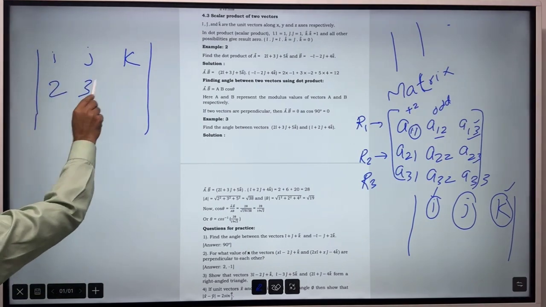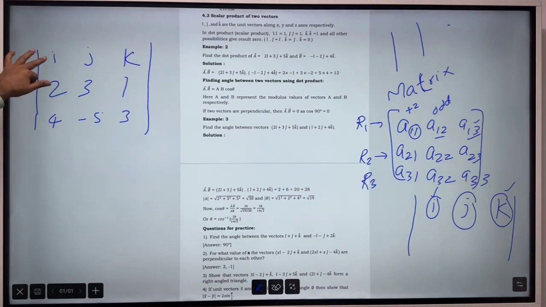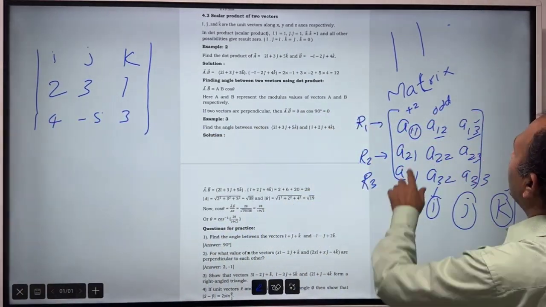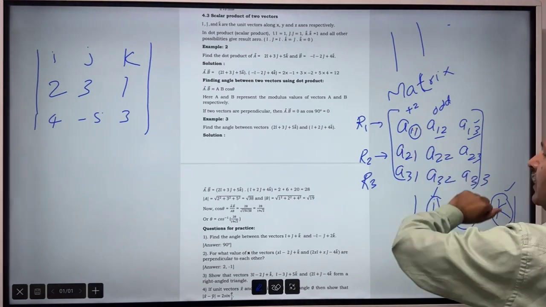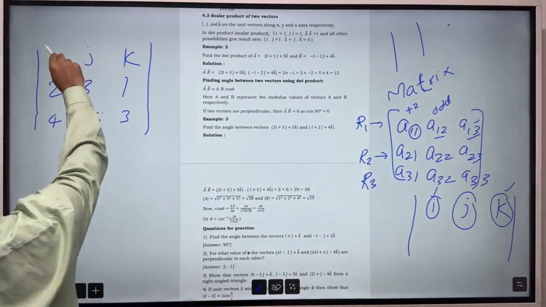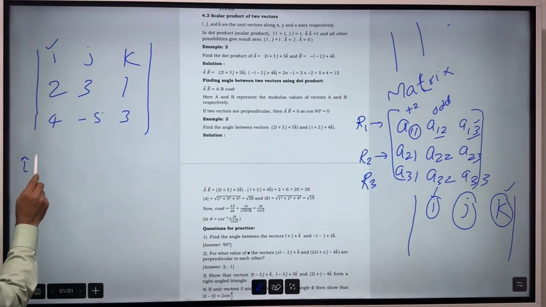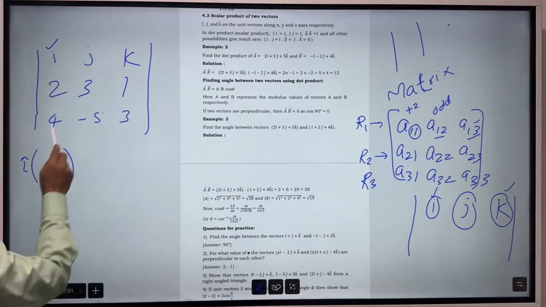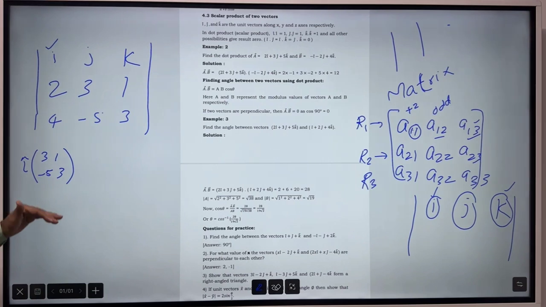So whenever we write, I'm giving an example here so that you can easily understand: i, j, k, then 2, 3, 1, 4, minus 5, 3. Now if you write i, as I told you, this is first row, first element. The sum of row and column number gives an even number. So whenever you get even, you write positive. So you will write i cap. Then make this type of bracket, leave that column and that row. What is left, you write here: 3, 1, minus 5, 3.